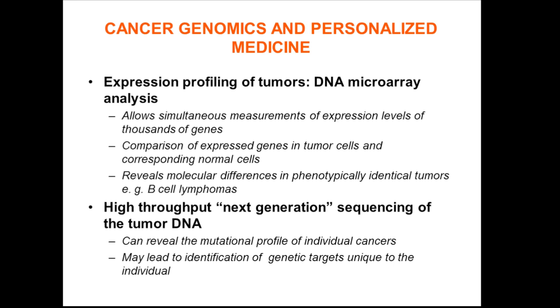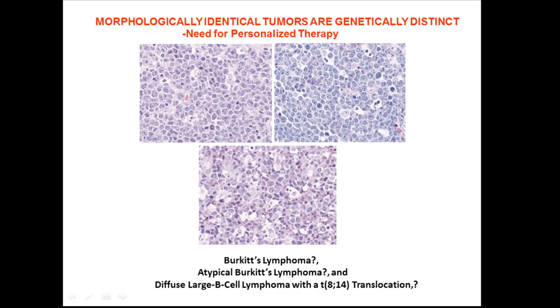Expression profiling has not become very common because technically it is very tedious, and so it can't be done in a routine way. Only very specialized labs can do this. The next is high throughput next generation sequencing of tumor DNA. This can reveal the mutation profile of the individual cancers and may lead to identification of genes which might be unique targets. If you look at the genome of every cancer, you might find such a rare gene mutation that might be an appropriate target for that particular tumor.